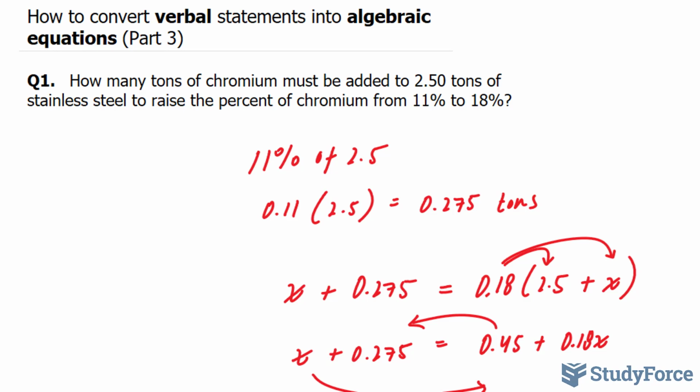And our final volume would be 2.50 plus 0.21, and this would give us approximately 2.71 tons for this to be achieved. And so there you have it. That is how to convert verbal statements into algebraic equations.